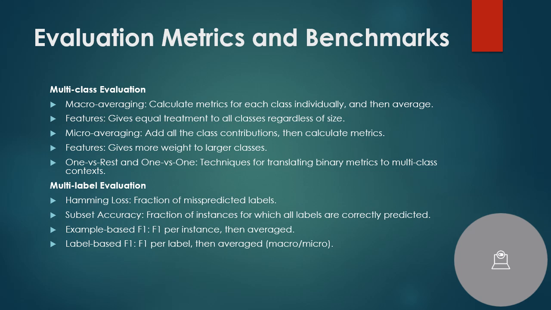Coming to multi-label evaluation, we have Hamming loss, subset accuracy, example-based F1, and label-based F1. Hamming loss is the fraction of mispredicted labels. Subset accuracy is the fraction of instances for which all labels are correctly predicted. Example-based F1 is F1 per instance, which is then averaged. Label-based F1 is F1 per label, which is then averaged.